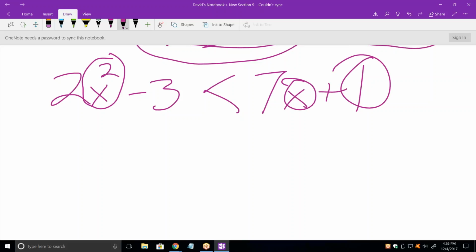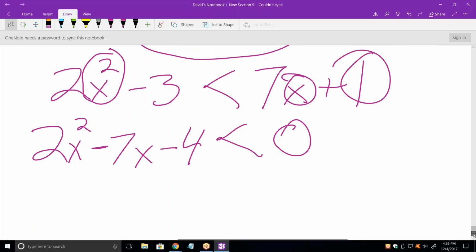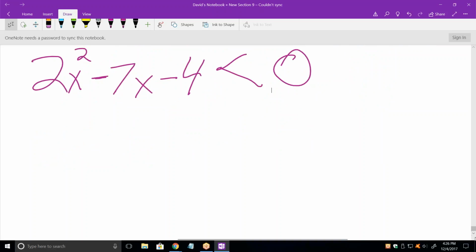So I move everything to the left, and I can do it without dividing or subtracting a negative number. And I get this. Okay. Now you got to factor that. Let's try factoring it. So slightly harder than a normal factoring problem because it's got a coefficient other than 1 in front of the x squared.